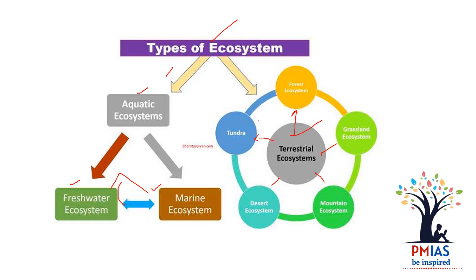We will cover each and every topic here in depth. In depth in the sense of what kind of trees and organisms are there in the tundra, how it is in the desert, and mountain, grassland. Why do we call it grassland? Like that we will deal in depth in the upcoming classes.